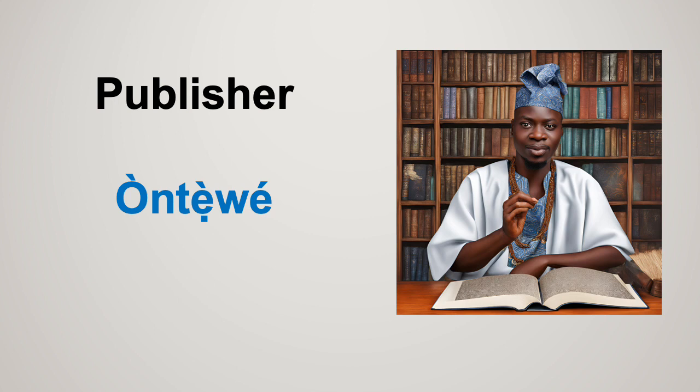Publisher. Ontewe. Just like onkowe, ontewe consists of three words, which are on, te, and iwe. On is a person, te is the process of printing, while iwe is book or paper. So the person that prints books is the ontewe, or publisher, as the English refer to it.